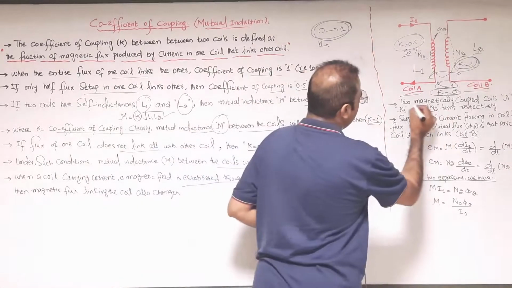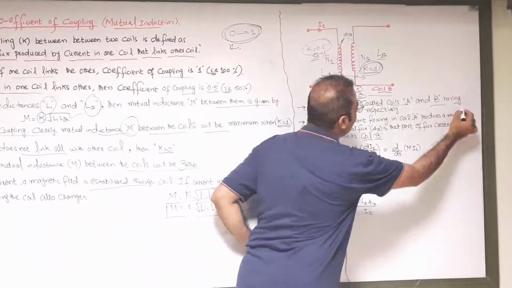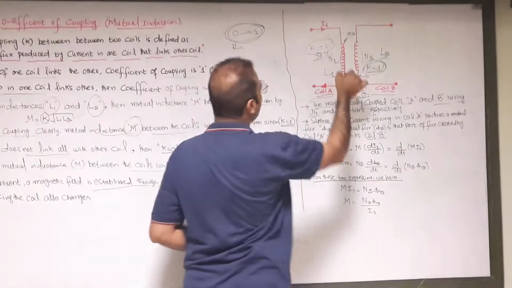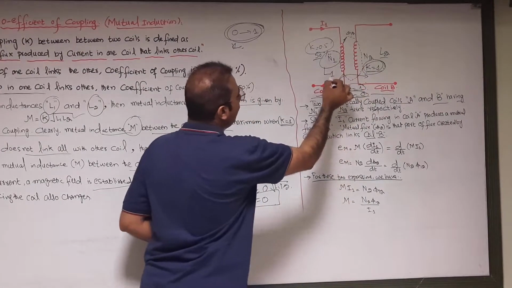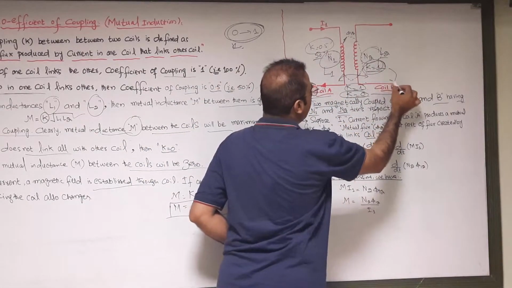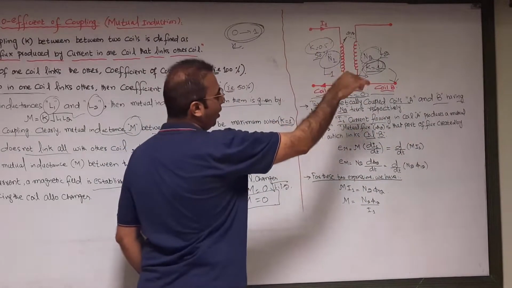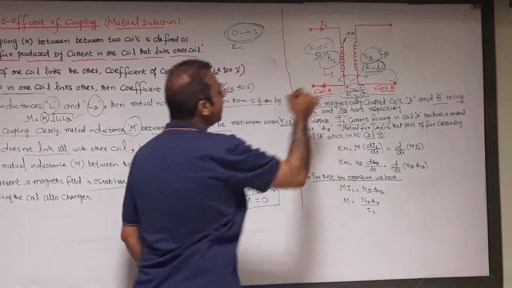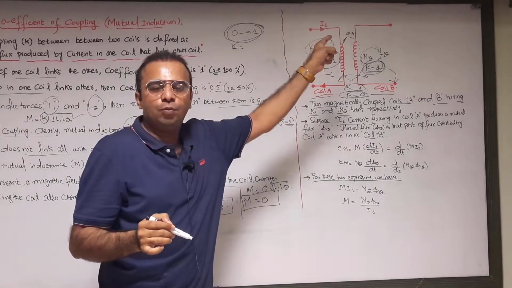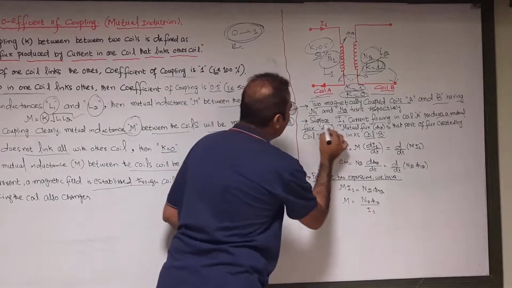So consider these two magnetically coupled coils A and B having N1 and N2 turns respectively. You can see these are the two coils, and N1 is the number of turns of coil A, and N2 is the number of turns of coil B. Suppose current I1 is flowing through coil A. Your coil A is supplied from the AC supply, and due to the supply, current I1 flows through coil A, which produces a mutual flux phi1 2.